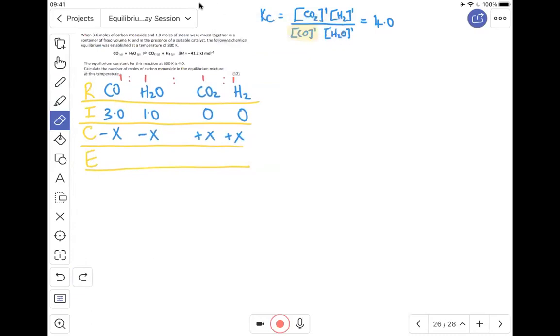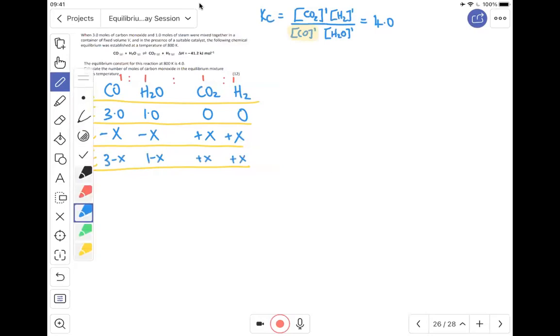So now let's get our concentration at equilibrium the exact same way as you got it in the previous question, by putting your initial and your change together. What you'll end up with is 3 minus X, 1 minus X, 0 plus X, and 0 plus X. So they are all of your equilibrium concentrations done for you there. Okay, so now you have your equilibrium concentrations.